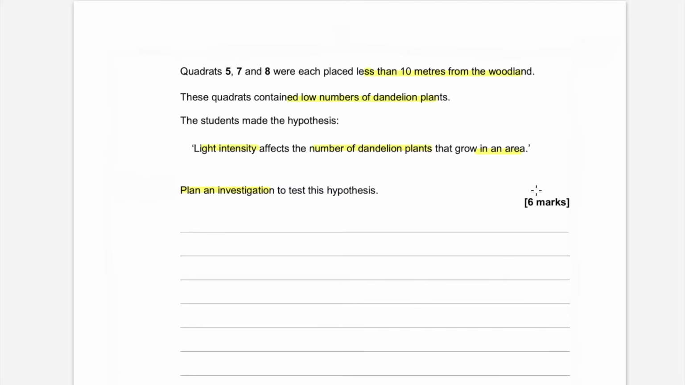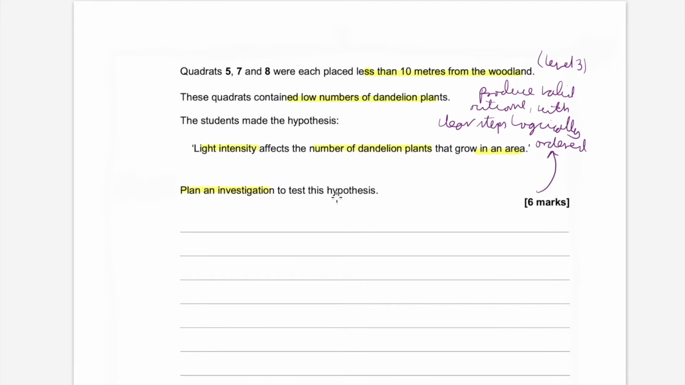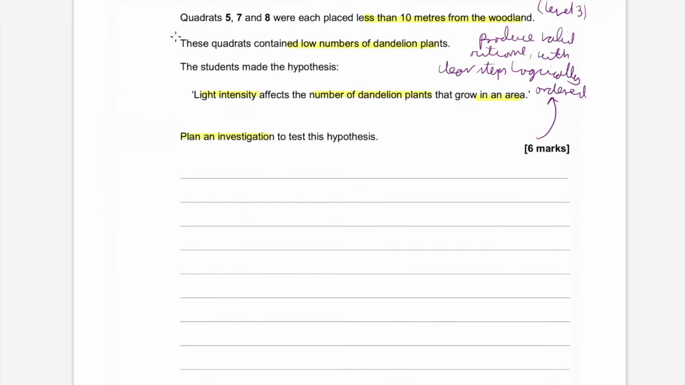This question is level marked, and to get the top band of 5 or 6 marks, we will need to produce a valid outcome from the method that we describe. We also need to have clear steps with a logical order. So let's think about how we're going to carry out this experiment.